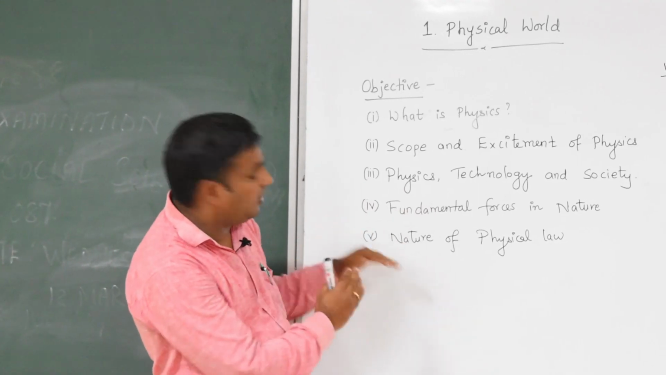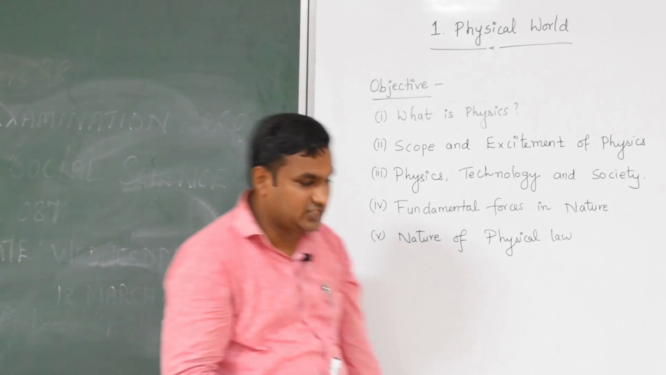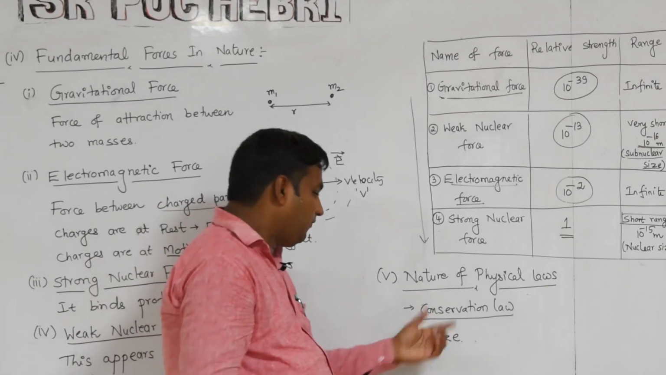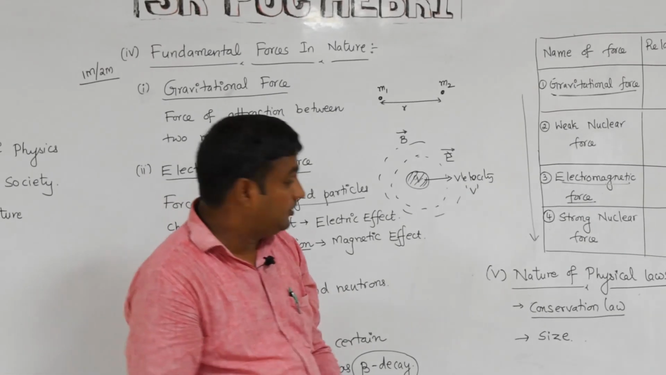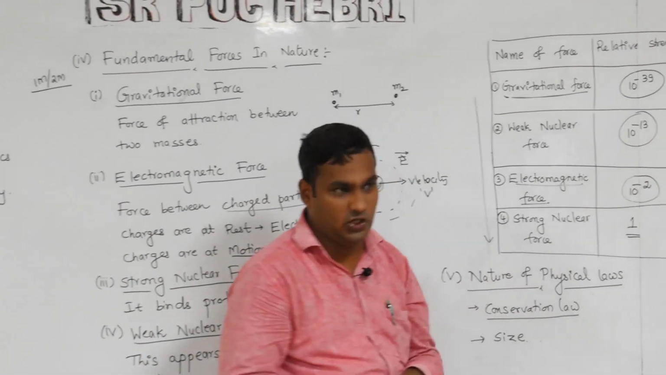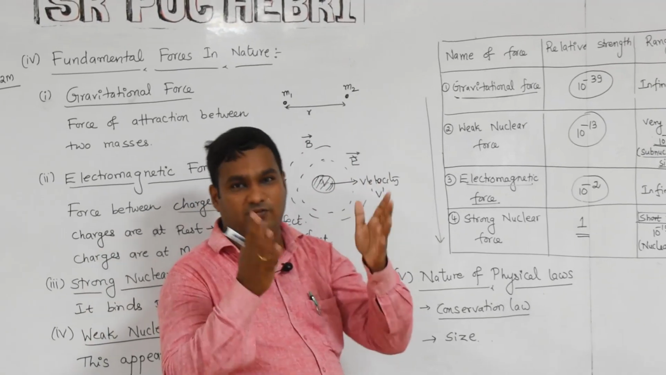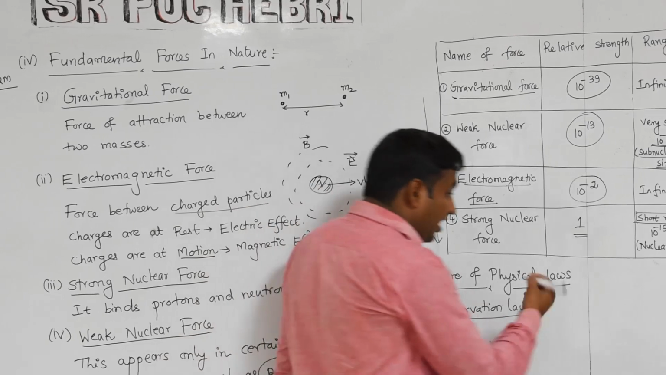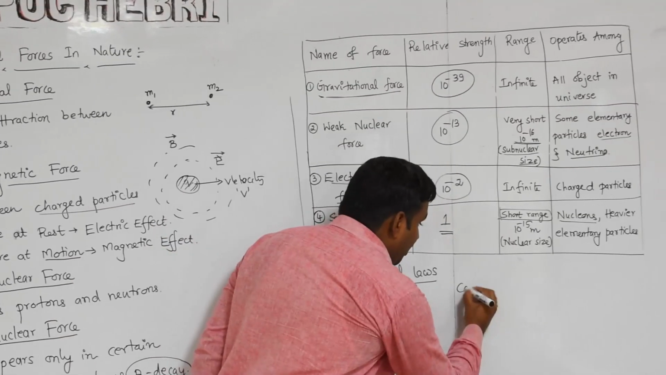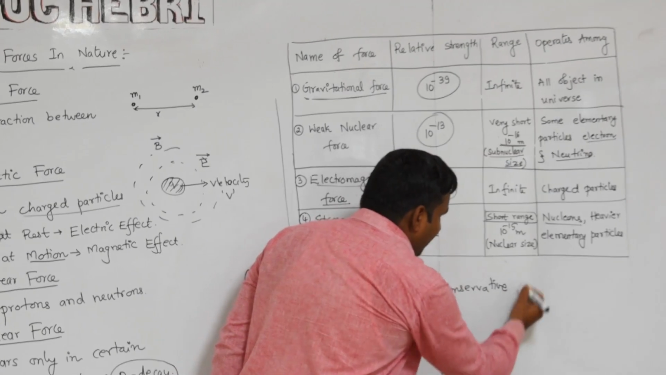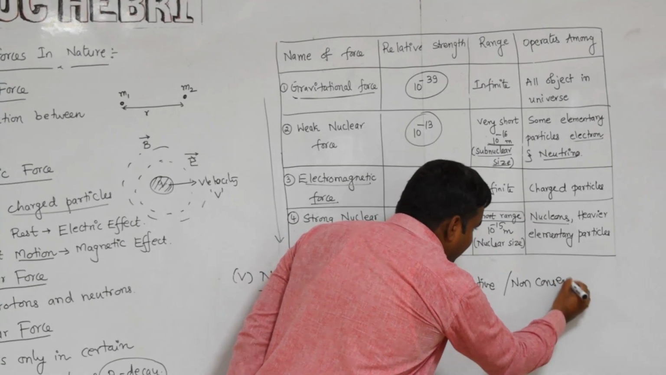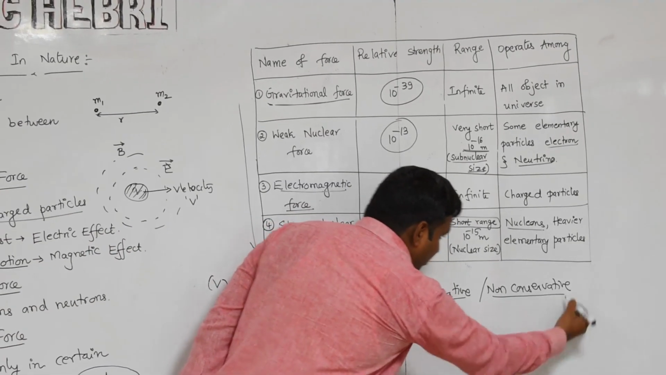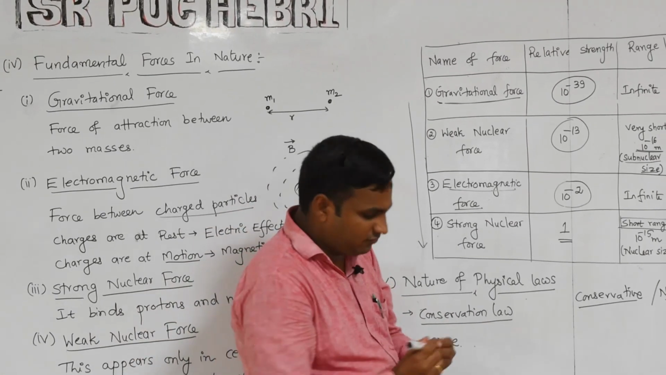Dear student, we discussed the last, fifth important objective, the nature of physical law. The nature of physical law mainly explains two important things that I said: the first one is conservation law, the second one is size. Depending on these two important things, we can see the nature of physical law. Remember, student, we already learned there are fundamental forces in nature. Along with the fundamental forces, there are different kinds of other forces, and all those forces are classified depending on conservative and non-conservative nature. Keep this point clearly in your mind. We're going to discuss these two things in the coming chapters.